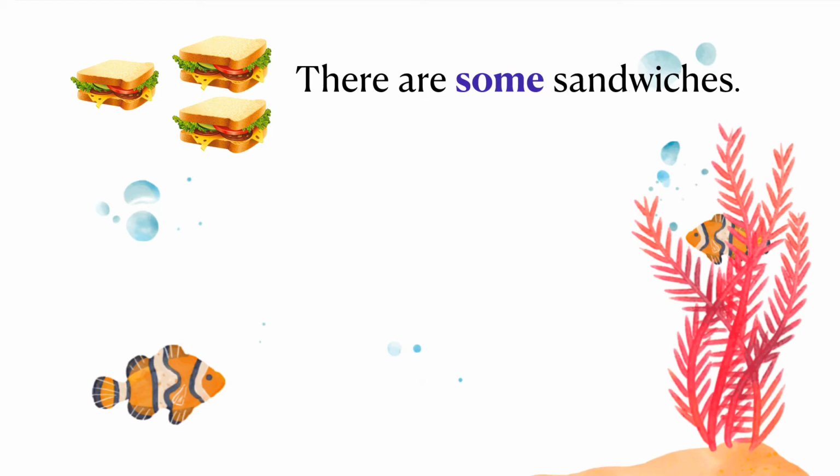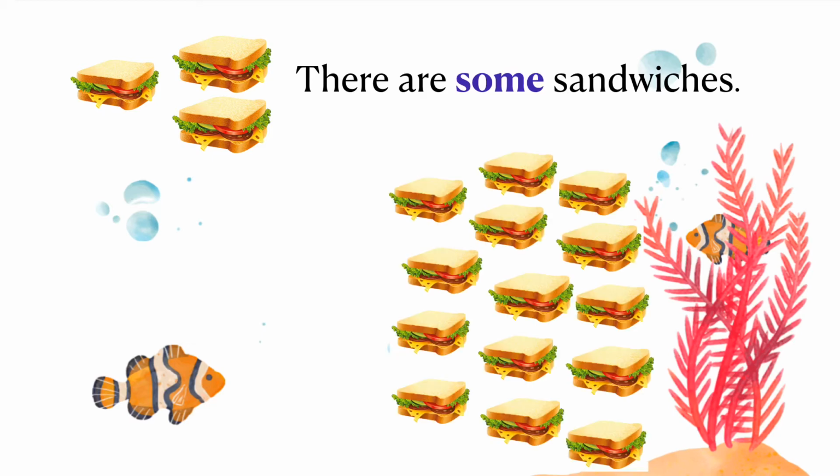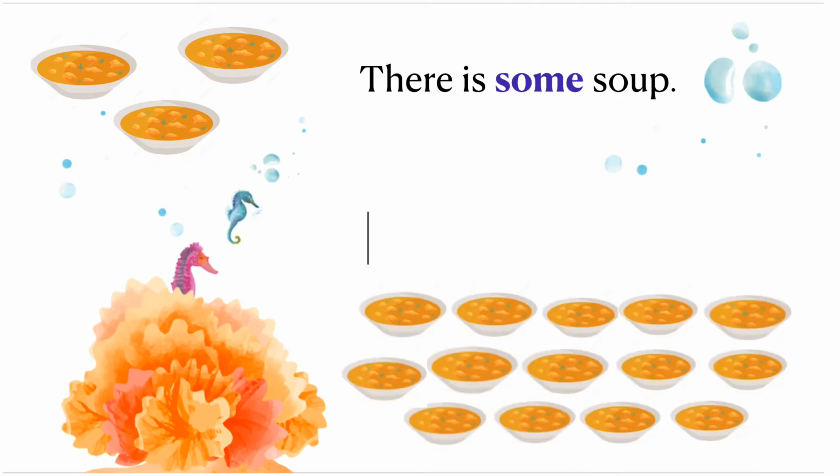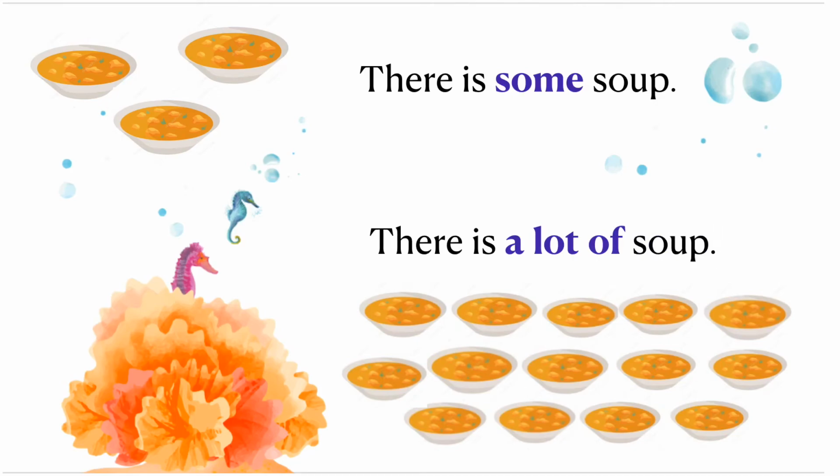So now, take a look at the second picture. There are so many sandwiches that I don't even want to count, so I can just say there are a lot of sandwiches. This is very similar to how we talk about the uncountable nouns. If there is not too much, we can say there is some soup. If we are adding more, then we can say there is a lot of soup.